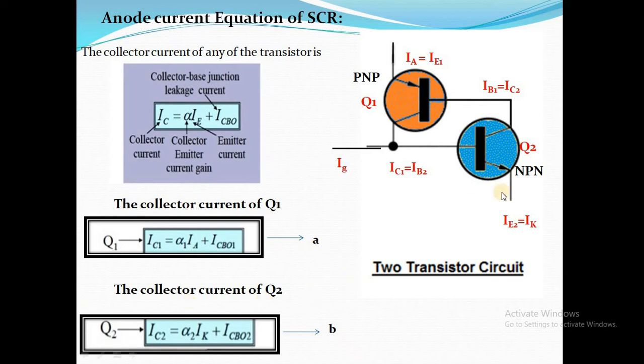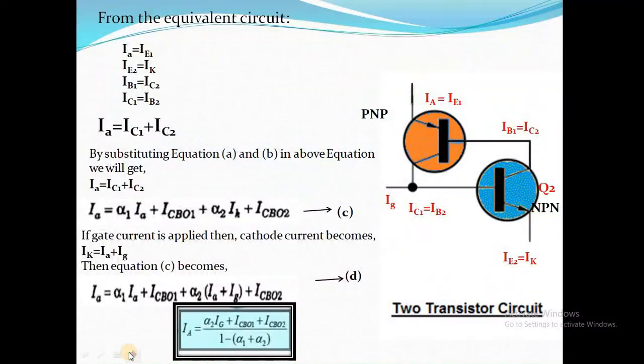Next, the collector current for the second transistor Q2 is IC2 = alpha 2 IK. In the circuit diagram we can observe that IE2 is the same as IK. Therefore in the equation I am directly considering IE2 as IK, plus ICBO2. So these are the two collector currents of transistor 1 and transistor 2.